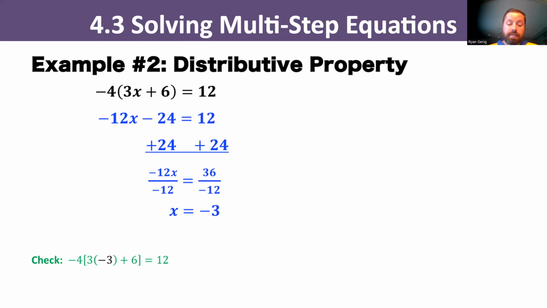Well, 3 times negative 3 is negative 9. Negative 9 plus 6 is negative 15. Sorry, negative 9 plus 6 is not negative 15. It's negative 3. And then negative 4 times negative 3 is 12.